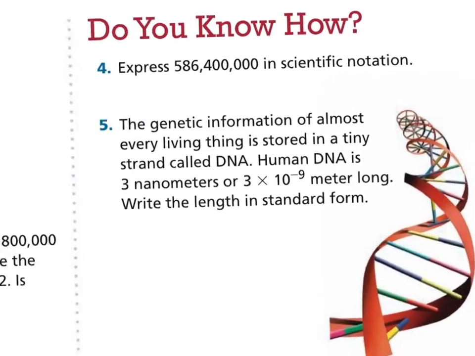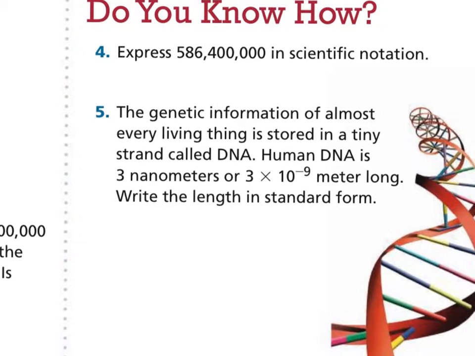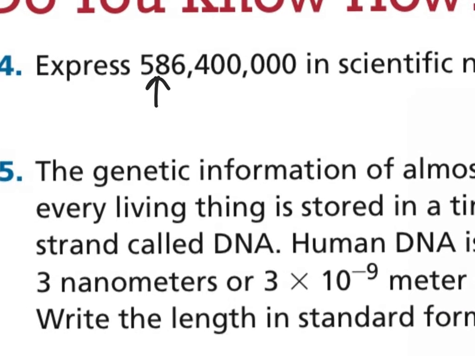Number 4, they want us to write that in scientific notation. So first thing is we need to figure out where our decimal point needs to go. We want one number that's not 0 and then the decimal. So a 5 is not 0, so we can put a decimal right after the 5. The decimal starts out at the end after that last digit. So then we just have to look how many spots we moved the decimal.